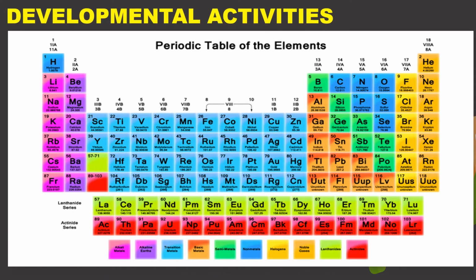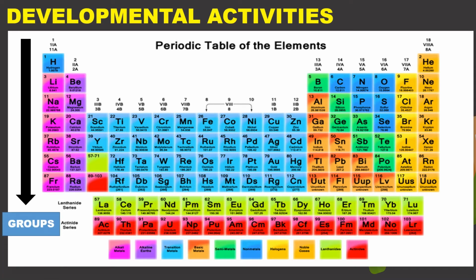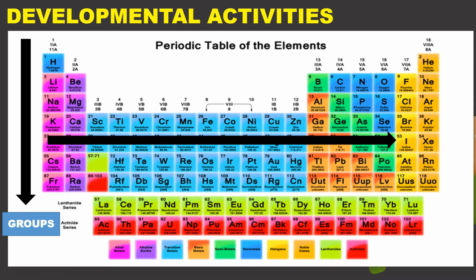So here is the picture of the modern periodic table. The modern periodic table is arranged in groups and periods. As you move from top to bottom of a given family, you're referring to the group number. And as you move from left to right, you're referring to the period number. The periods are the elements' electron shells that are being filled. The rows from left to right are called periods.